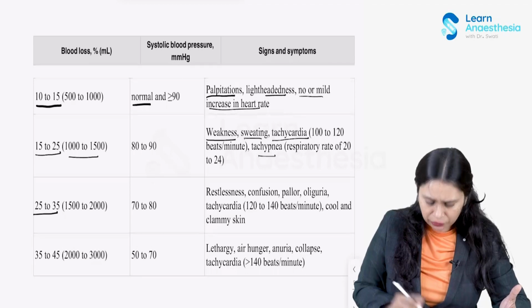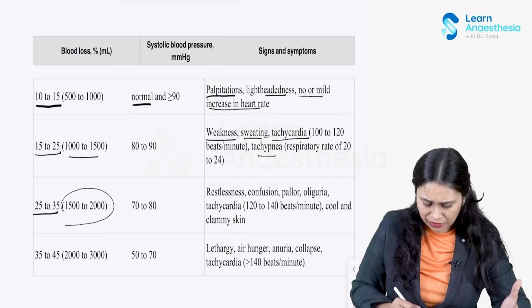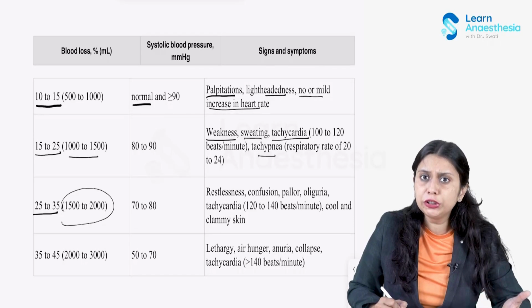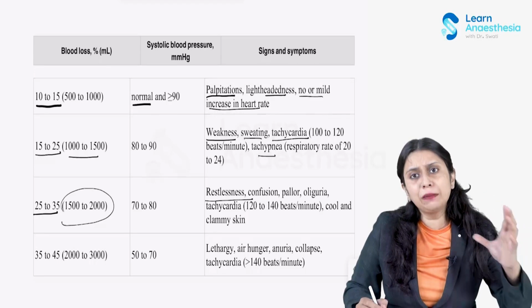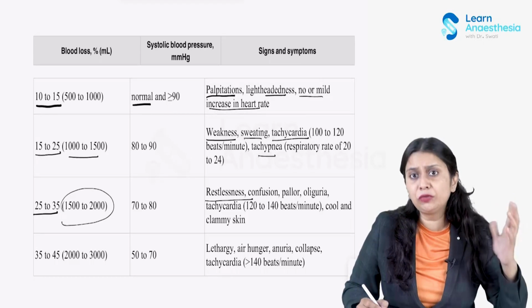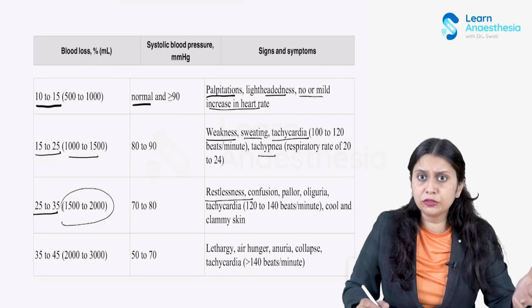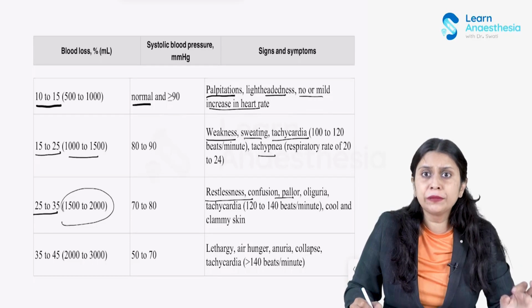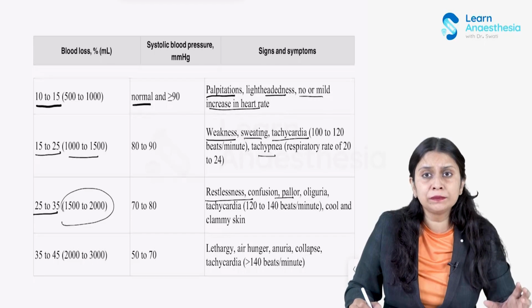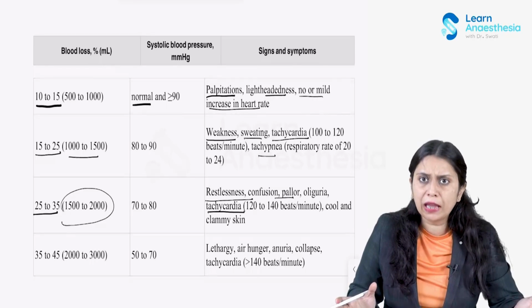Then if 25 to 35% of the blood loss, that is 1.5 to 2 liter of the blood loss has happened, the systolic blood pressure would further reduce to 70 to 80 mm of Hg, and patient will have decreased mental awareness. Now the CNS symptoms will start coming. The perfusion to the brain has started decreasing. So patient will have confusion, pallor, we'll see visible pallor, patient will start having oliguria, right? Then tachycardia would further increase, and cool and clammy skin will appear.